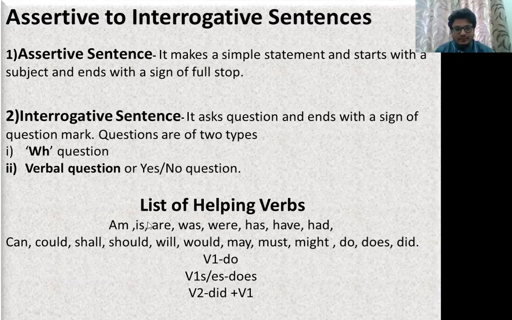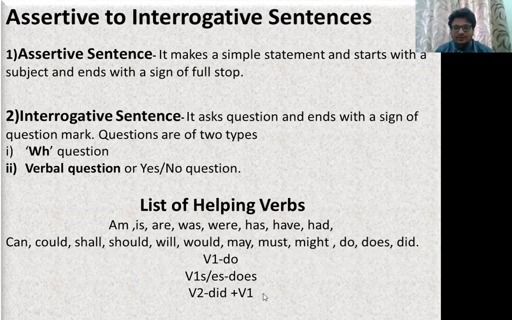Now, the list of helping verbs. The list of helping verbs is very important while converting an assertive sentence into interrogative. The list of helping verbs includes am, is, are, was, were, has, have, had, can, could, shall, should, will, would, may, must, might, do, does, did.